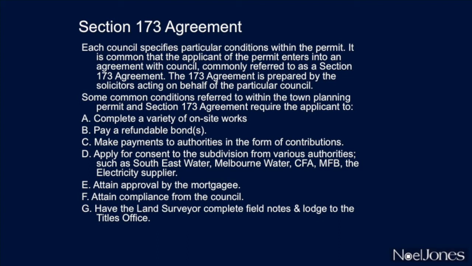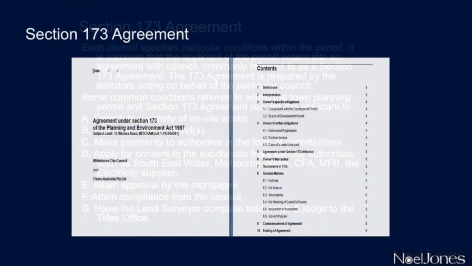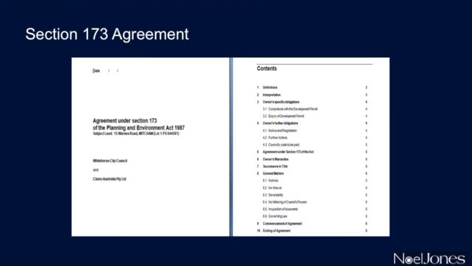A fully executed Section 173 agreement will then be forwarded to the titles office and a dealing number recorded against the title. In most cases, council will not sign the Section 173 agreement until all other town planning permit conditions have been satisfied. On this slide, you'll see an example of a typical Section 173 agreement. The following slide shows you the page at which all parties must give consent and approval to that subdivision.